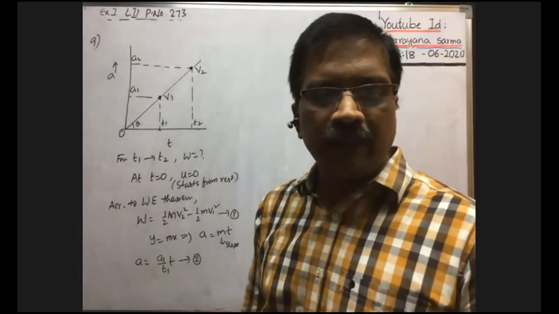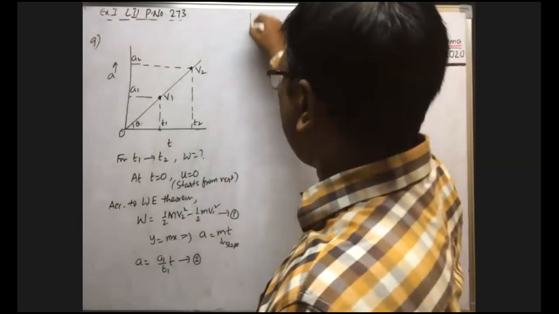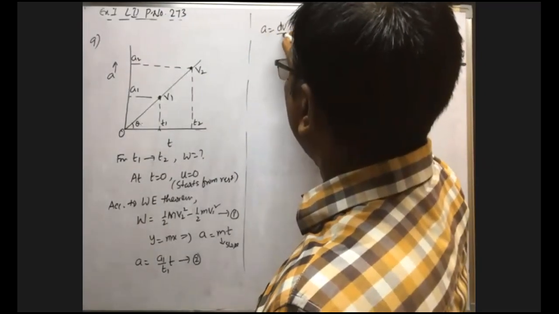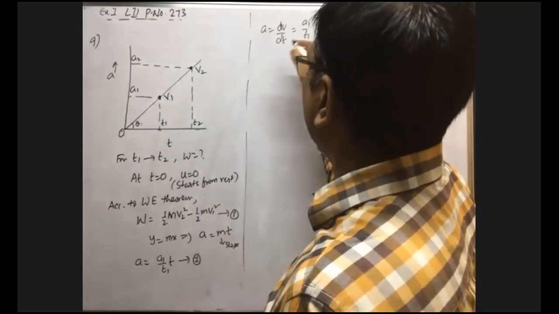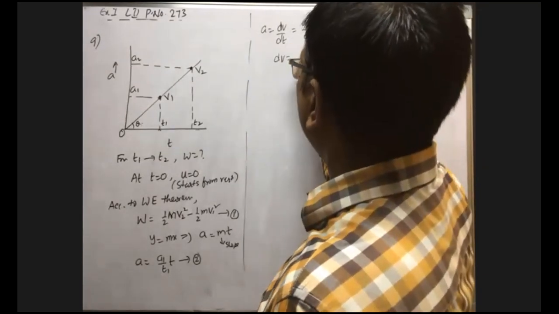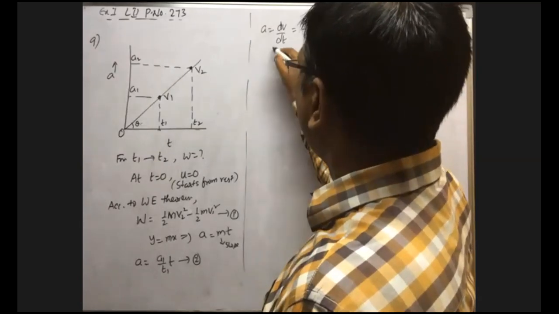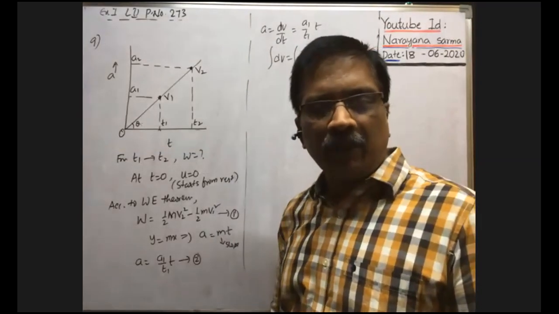That is one method. Otherwise, you see this acceleration a can be written as dv by dt, that is equal to a1 by t1 into t. So from this, dv is equal to a1 by t1 into t dt. Now you do integration so that you will get the velocity in terms of time.